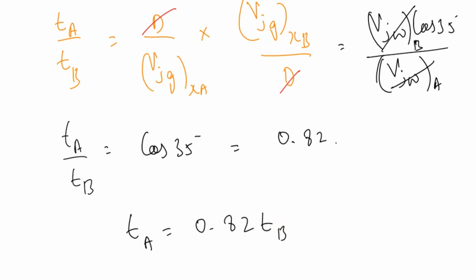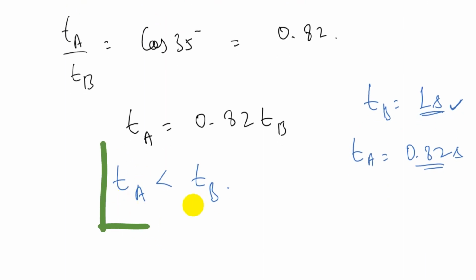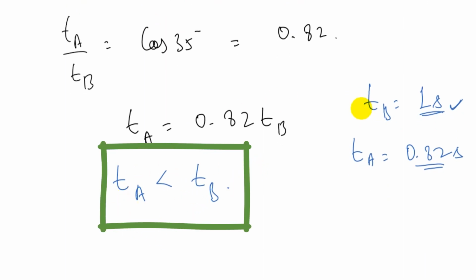So suppose TB is 1 second, then TA will be 0.82 seconds. I've just taken this value, you can take any one. Just to compare the results, I've taken it to be 1 second, so TA would be 0.82 seconds. So TA is less than TB. That means jet ski A takes less time to cross the river.